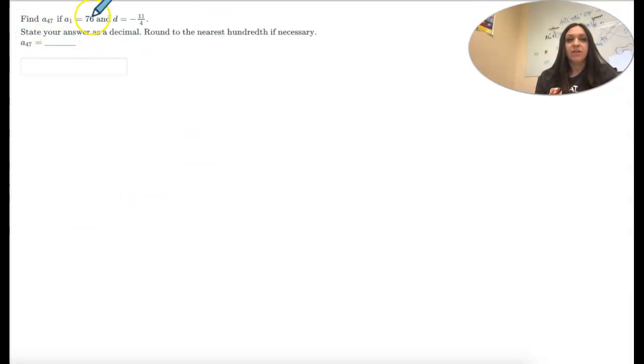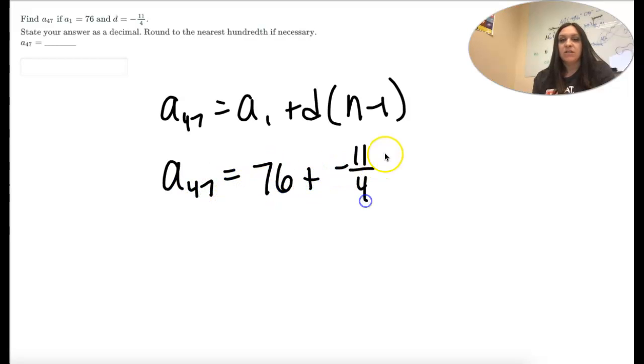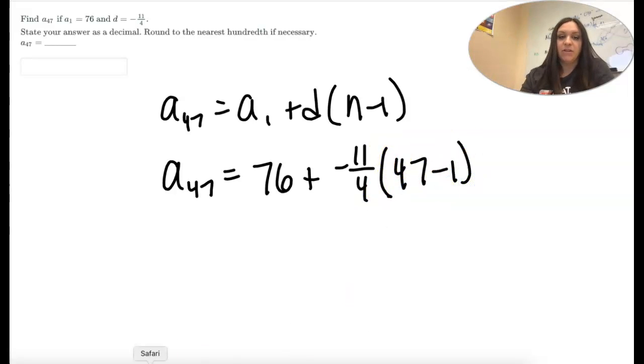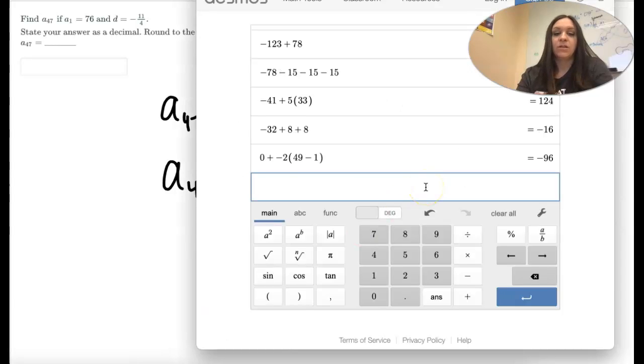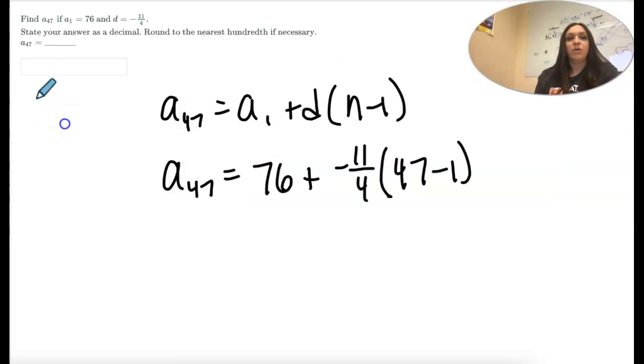Find the 47th term. So find A47, and we know the first term and the difference and n minus 1. So A47 is 76 plus the difference over 47 minus 1. It's nice when they give you everything you need. So 76 plus negative 11 fourths times 47 minus 1. Negative 50.5.